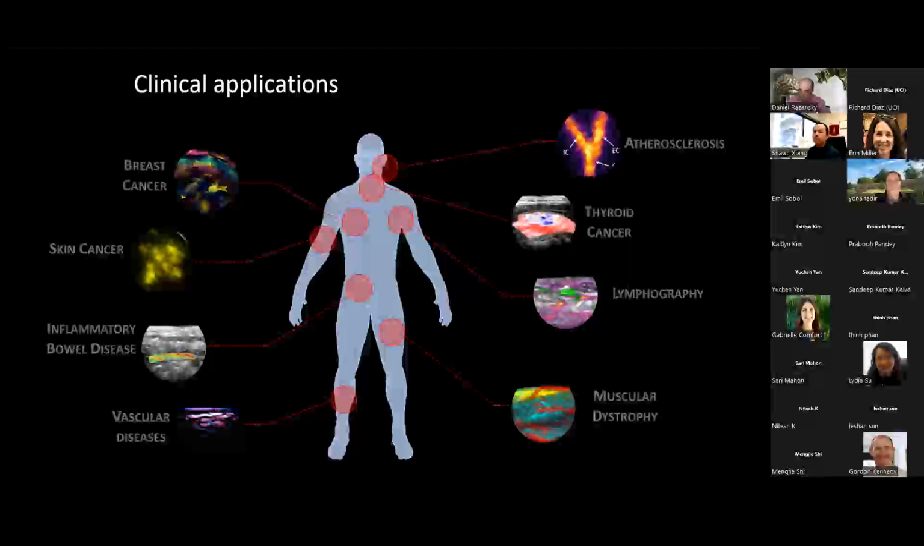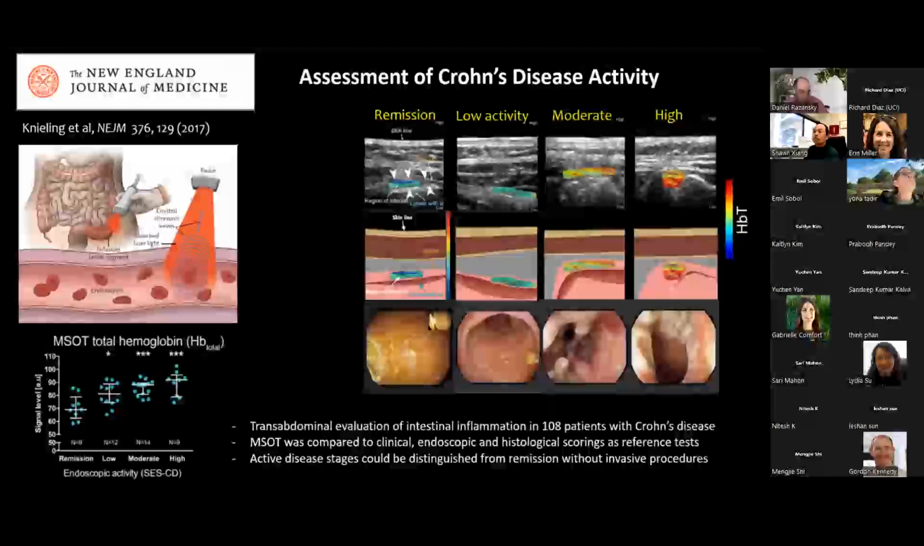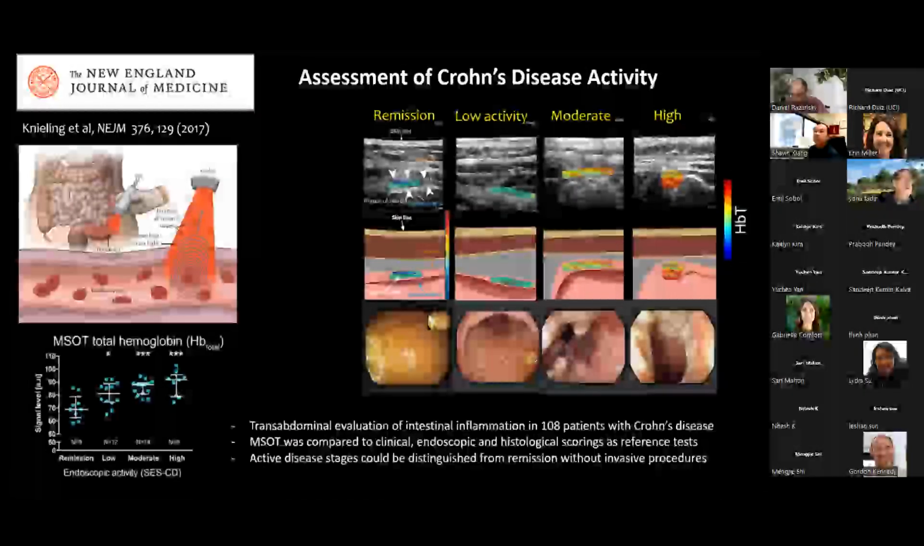So for example, breast cancer, atherosclerosis, inflammatory bowel diseases, muscular dystrophy, lymphedema, and so forth. I'm just going to show you a few interesting examples of promising clinical applications. So one comes from a clinical group in Erlangen in Germany, who is interested in early diagnosis and staging of Crohn's disease.